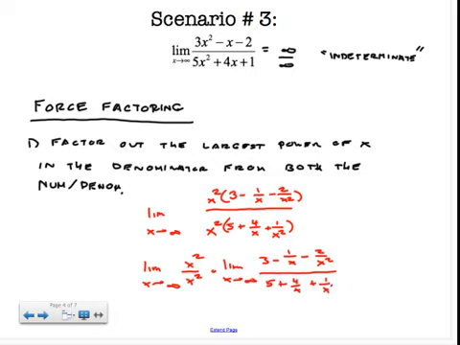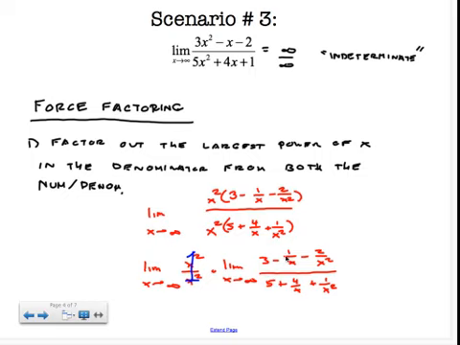Now here's what that does for me. First of all, the first limit simplifies to be the limit as x goes to infinity of 1, which is just equal to 1 because the limit of a constant is that constant. So this whole limit ends up being the second limit. Now I'm in a situation where I'm on scenario 1 or scenario 2 on the previous page.